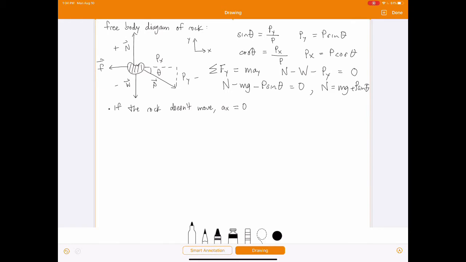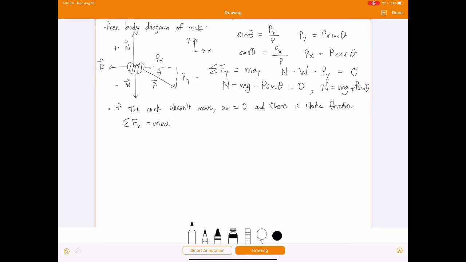Also, there will be static friction. Okay, that's the type of friction you will have if the rock is not moving, static friction. Okay, so with all that in mind, let's apply F equals ma to the x direction if we're assuming the rock is not moving. Okay?